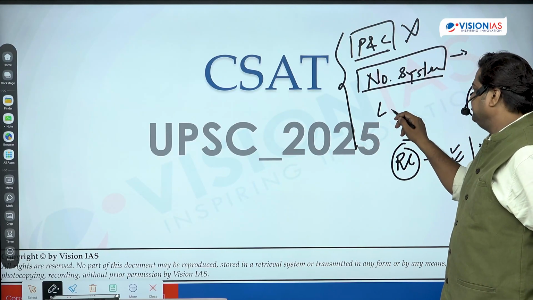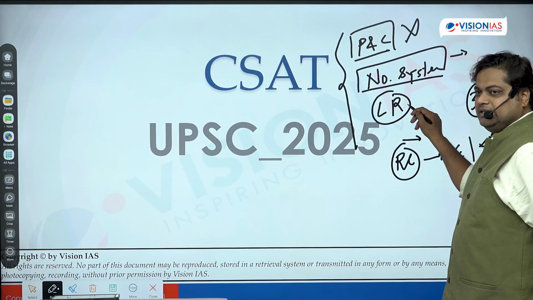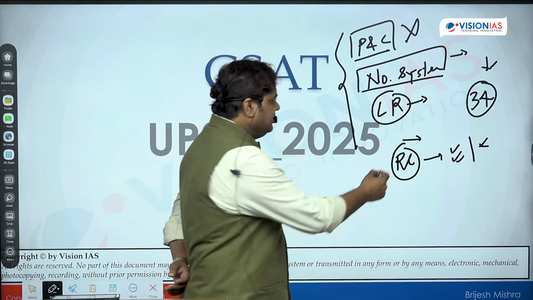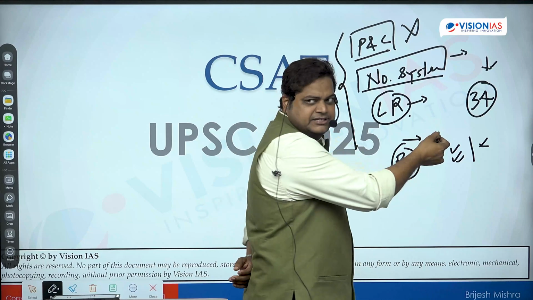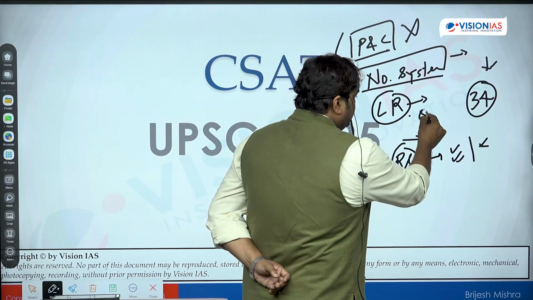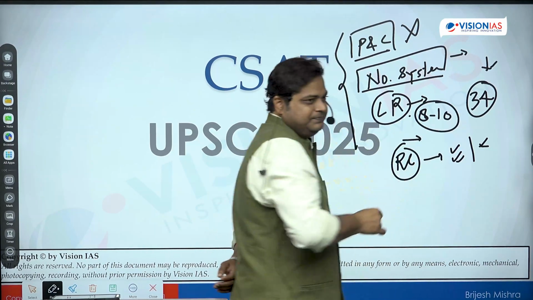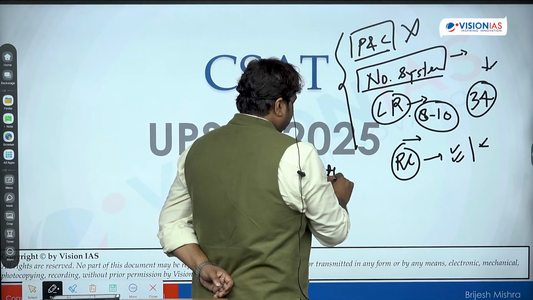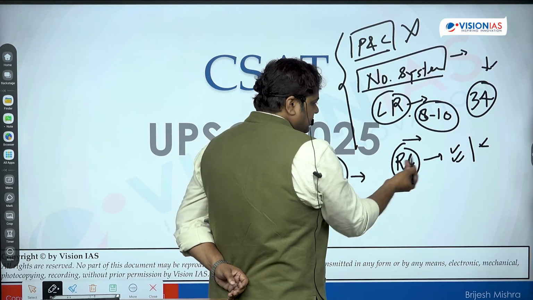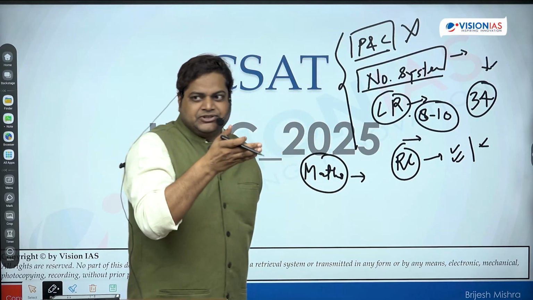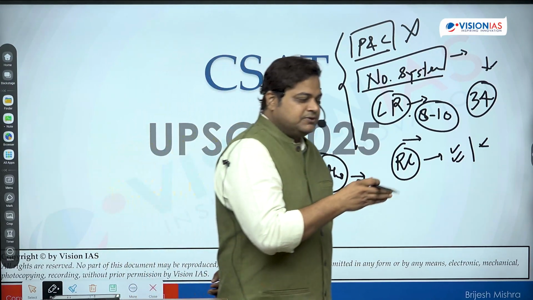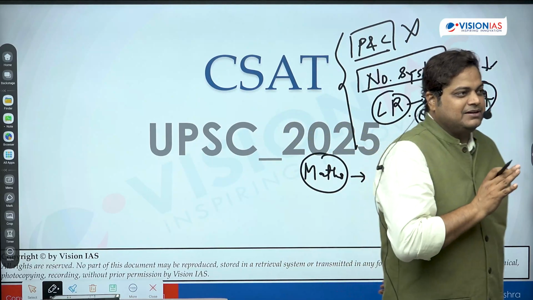Reasoning questions, they were moderate. So if we have attempted more here, LR, like roughly 15, 16 questions, so 8 to 10 questions. And in maths, out of 34, 15 we can skip straight away. Those 15 questions were given just to skip in the paper.